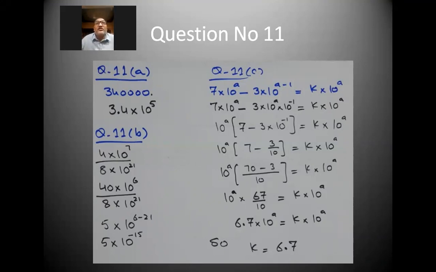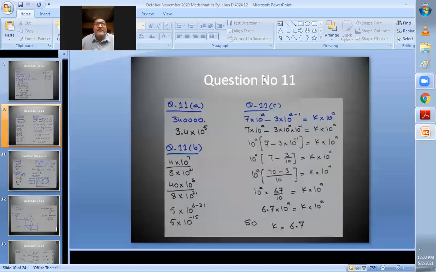Hopefully you have understood. So this was the question number 11, A part, B part, and C part. This C part is tricky. Kindly put a star with it. And once you are done with this paper, after 2-3 days, review this question, okay? Always mark on your paper the questions which need to be reviewed.